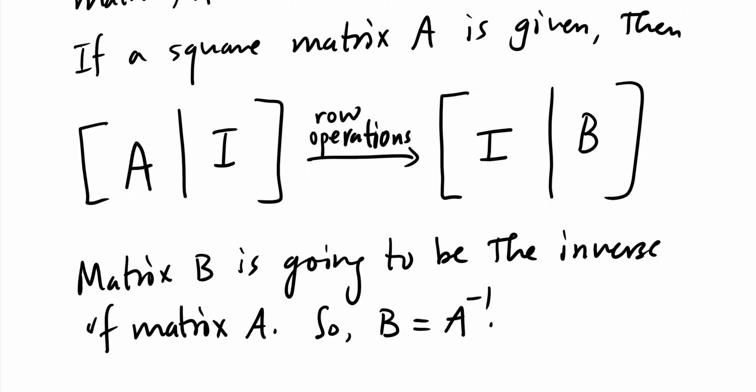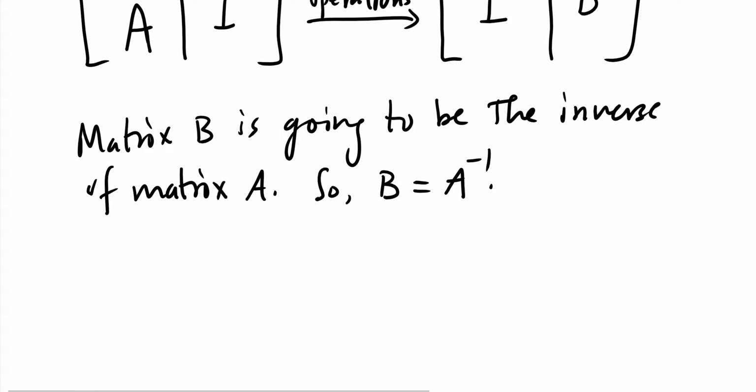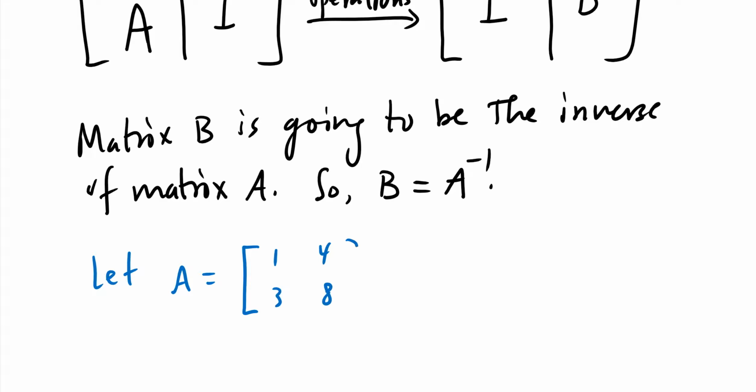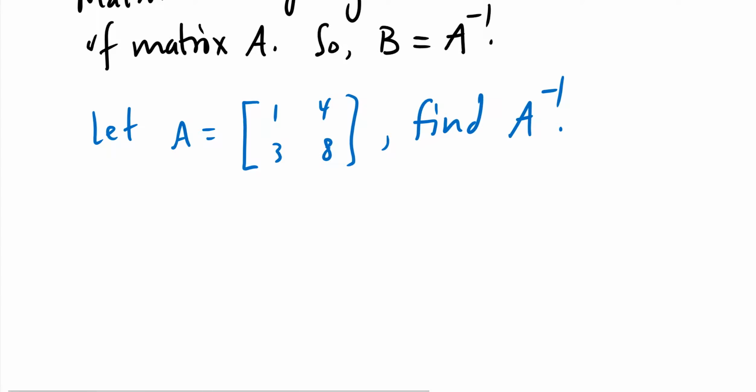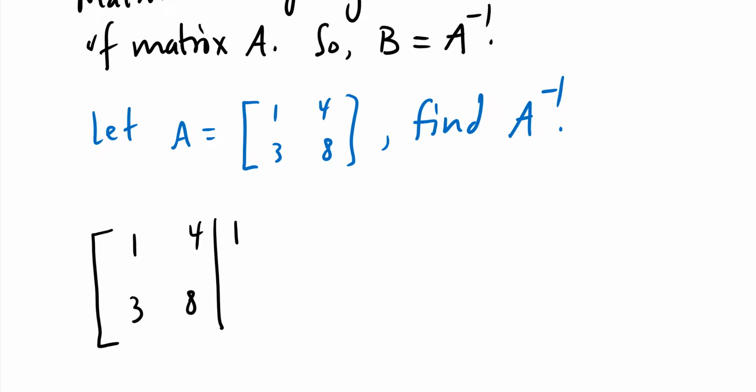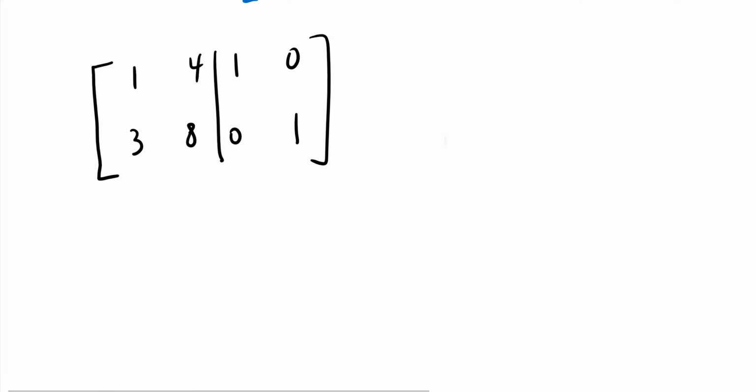Of course, with an example things will look much easier, but this is the process or the procedure to find the inverse of a matrix. Let matrix A have elements 1 4 3 8. Find A inverse. If they say find the inverse, it means it exists. So the procedure from before says you take the matrix A and write the 2 by 2 identity matrix next to it, and we're going to do row operations on this.